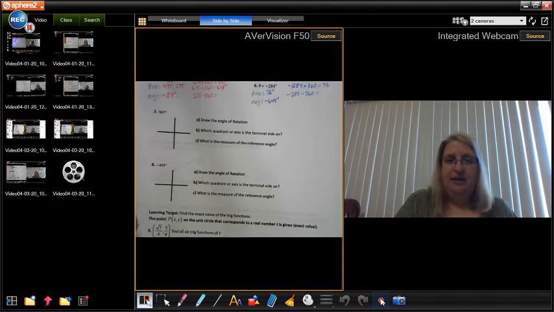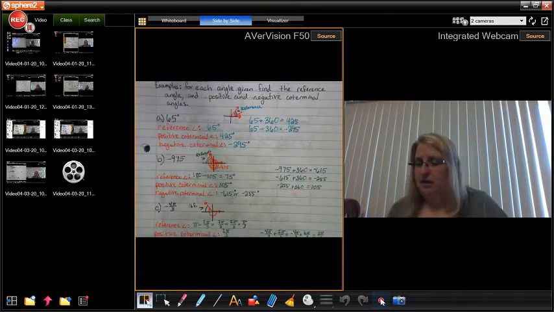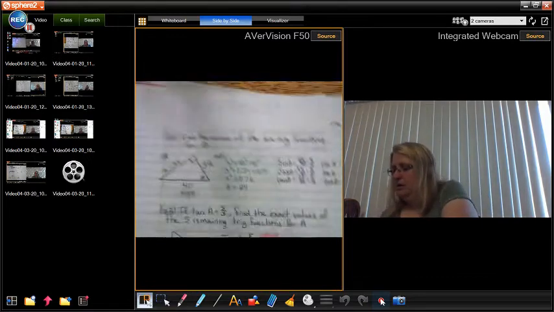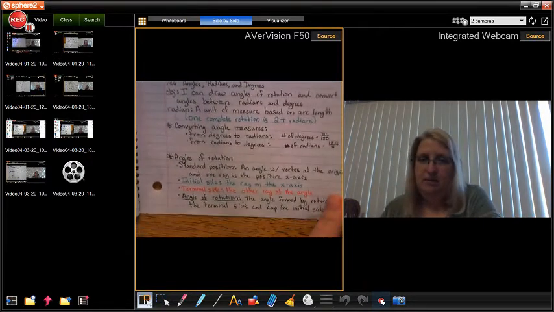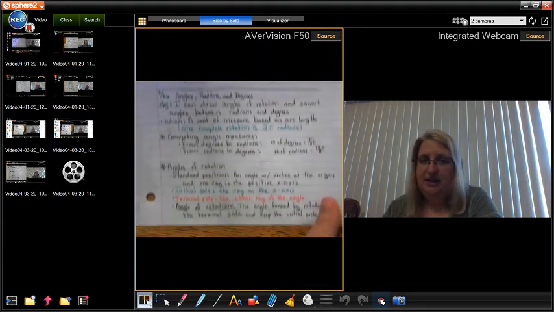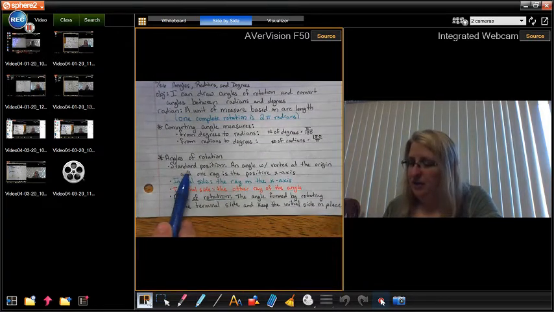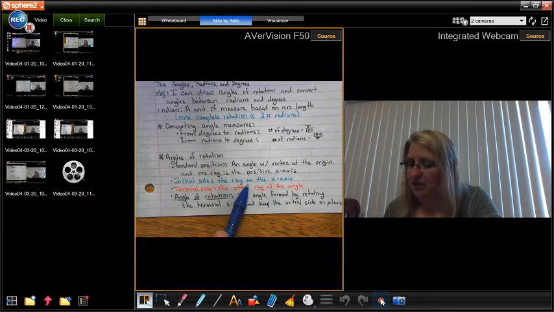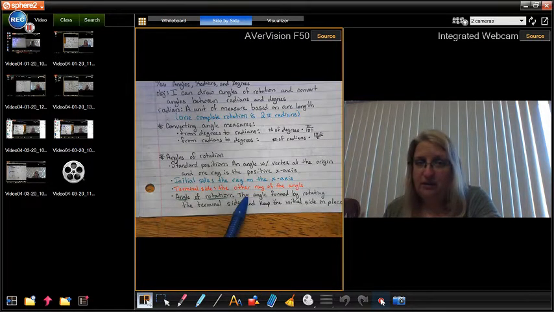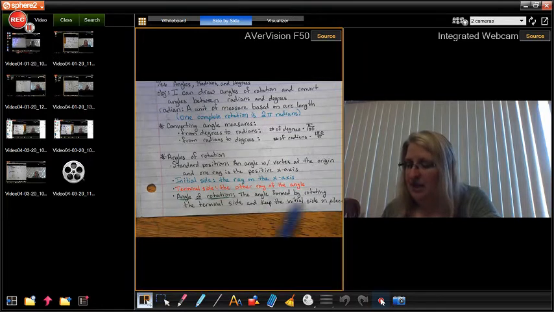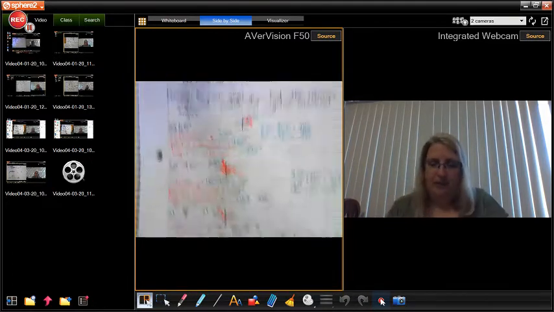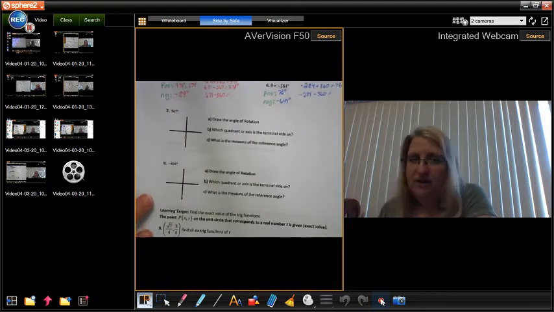So remember the angle of rotation, well, let me go back to your notes for angle of rotation. That was February 26th. Standard position: the vertex is at the origin, one ray is the positive x-axis, so that would be the initial side. The terminal side is the one that moves around, that rotates. So it's the angle formed by rotating the terminal side and keeping the initial side in place.